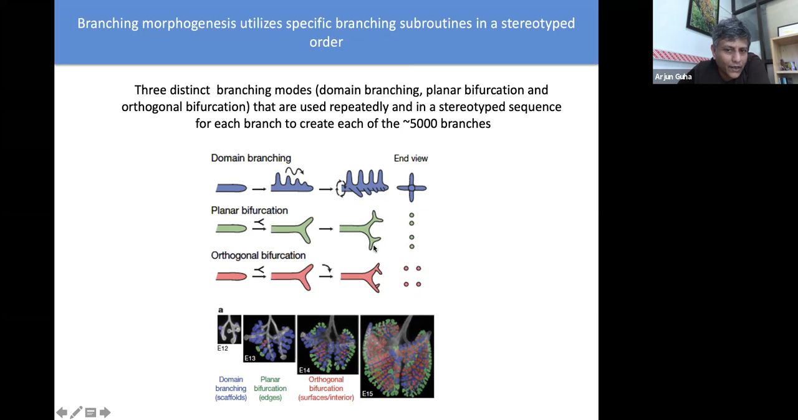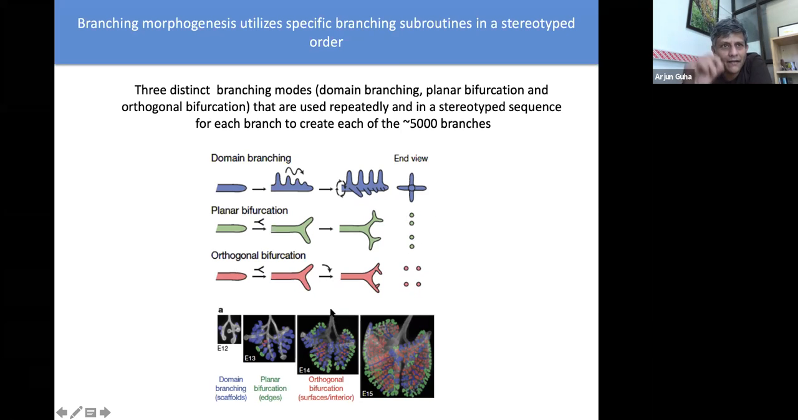And so if you were to look at these branches end on, you would find that they are all in the same plane. The last type of branching subroutine that he noticed is that the tips of these branches undergo a bifurcation, but not a planar bifurcation; they undergo an orthogonal bifurcation. So if you were to look at these branches end on, you would see the four endpoints aligned thus as opposed to thus.